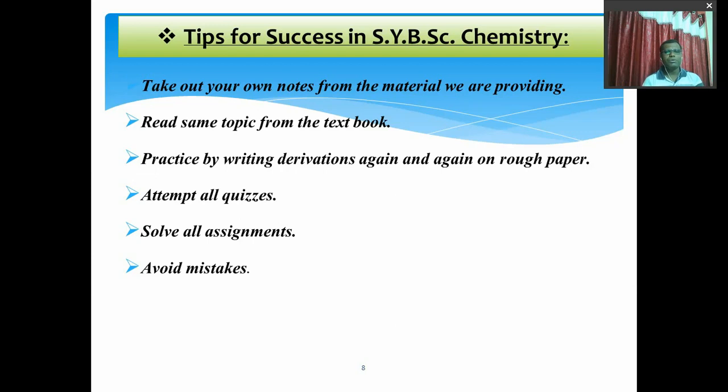Again, we are going to conduct some assignments at the end of each unit. So I request all the students to solve these assignments, submit them to the respective teacher, and collect the assignment back from that teacher, so that you will be able to know what the mistakes in the assignments or quizzes are, and you will not repeat the same mistakes in the future. So definitely it will be very easy to avoid mistakes in the future, and that will be beneficial for you all to score more marks in the SYBSC.